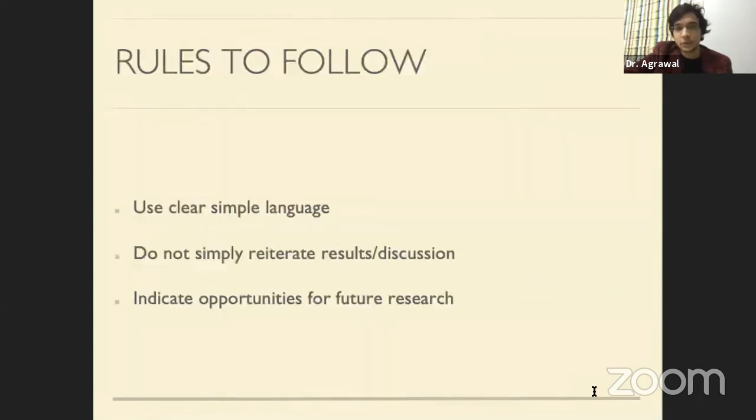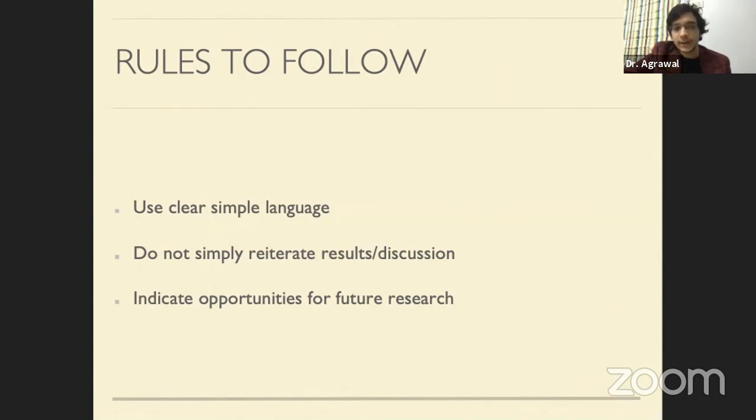In the conclusion section, the rule to follow is use simple language. Usually the conclusion section is not more than, I would say, 50 to 100 words in most articles. Do not simply reiterate results. So in conclusion, we found that this has happened. No, just try to answer the question, so what, and then your conclusion section will be successful.